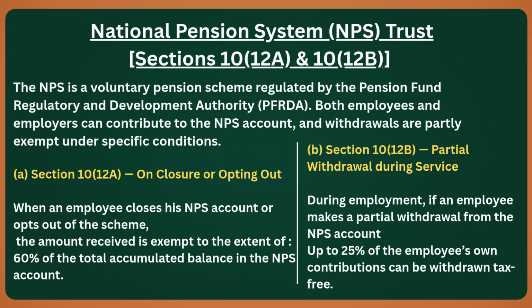The National Pension System, or NPS, is a voluntary pension scheme regulated by the Pension Fund Regulatory and Development Authority. Both employees and employers can contribute to an NPS account. Under Section 10 subsection 12a, when an employee closes their NPS account or opts out of the scheme, the amount received is exempt from tax up to 60% of the total accumulated balance. Under Section 10 subsection 12b, during employment, if an employee makes a partial withdrawal from their NPS account, up to 25% of their own contributions can be withdrawn tax-free.